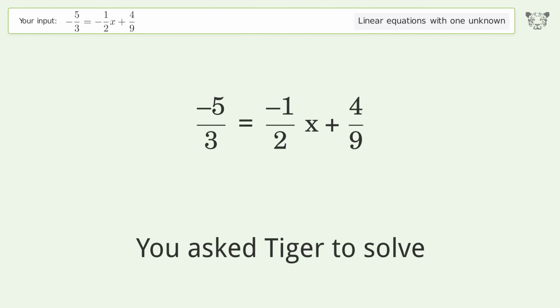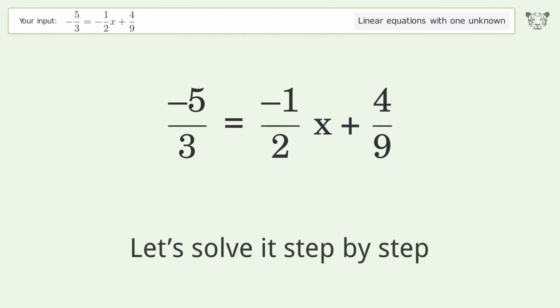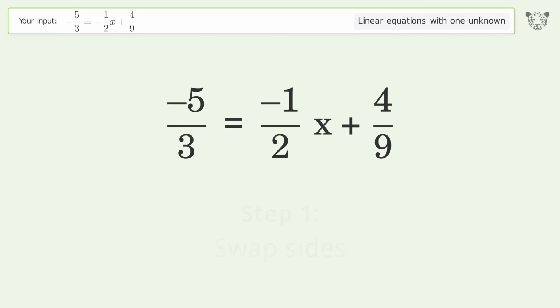You ask Tiger to solve. This deals with linear equations with one unknown. The final result is x equals 38/9. Let's solve it step by step. Swap sides.